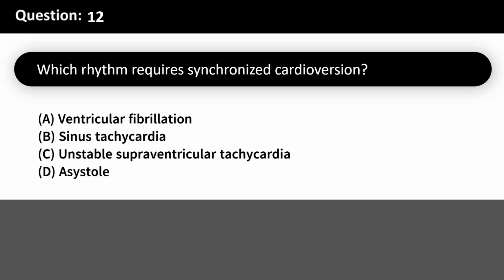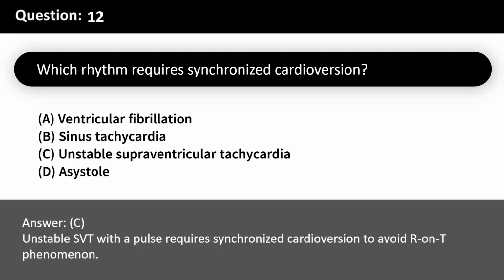Which rhythm requires synchronized cardioversion? A. Ventricular fibrillation. B. Sinus tachycardia. C. Unstable supraventricular tachycardia. D. Asystole. Answer: C. Unstable SVT with a pulse requires synchronized cardioversion to avoid R-on-T phenomenon.